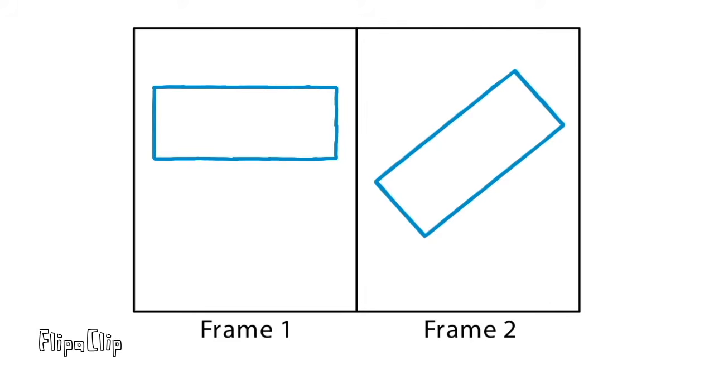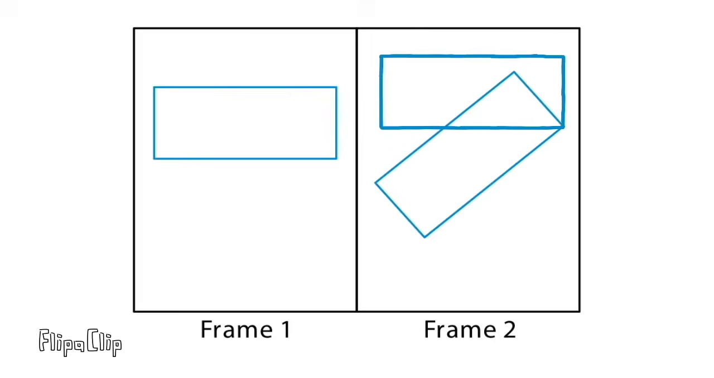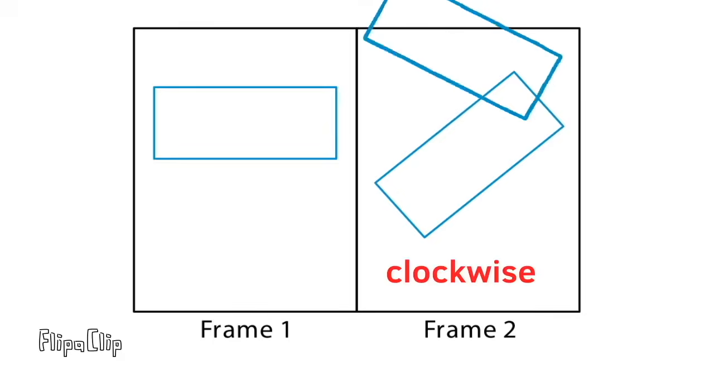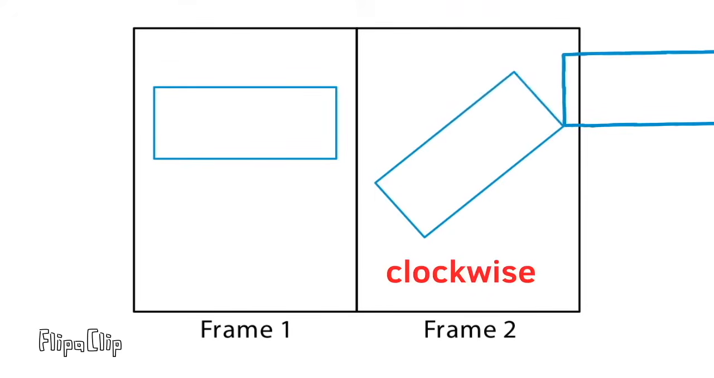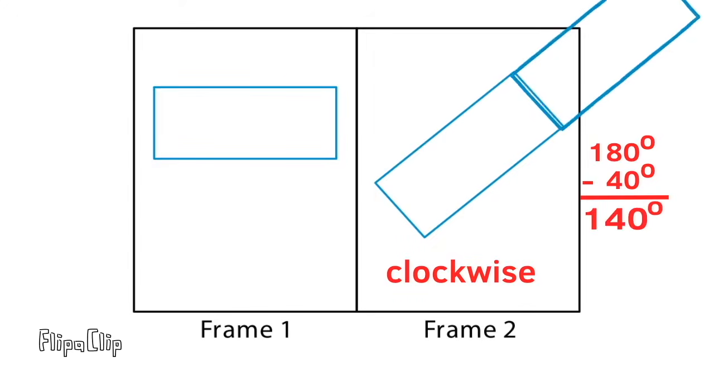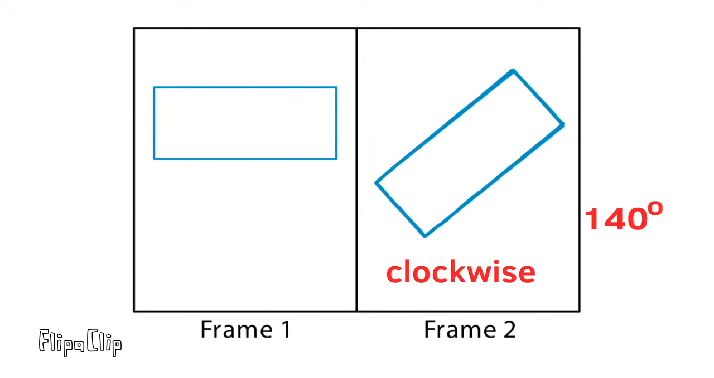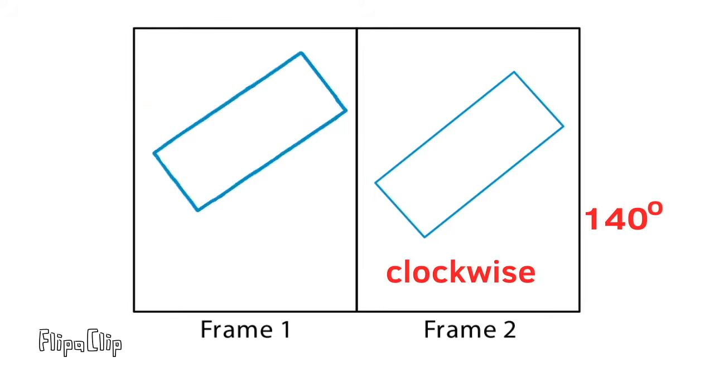And the rectangle in frame 1 can also be rotated 140 degrees clockwise to get from frame 1 to frame 2. In this example, I've rotated the rectangle 180 degrees, a little bit too far, but if we back it up 40 degrees, it lines up perfectly. 180 degrees minus 40 degrees is 140 degrees. Here you can see the rotation of 140 degrees clockwise.